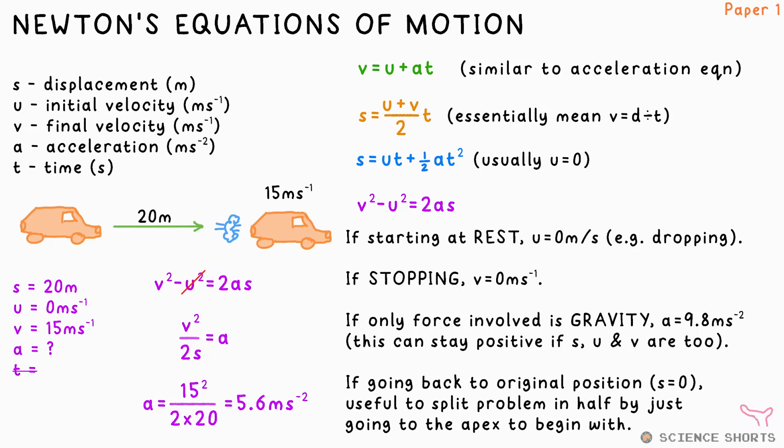To deal with an object being thrown upwards and returning to its original position, S is technically 0 and things can get a little bit messy. In this situation, it's always a good idea to split the problem in half from start to the apex, where V ends up being 0, and then just double the time if the question requires it.